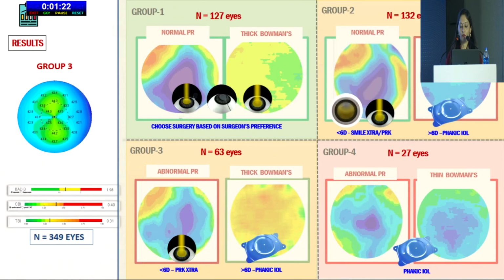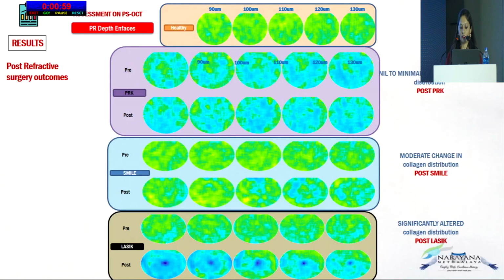Based on this, the first group of patients received refractive surgery based on surgeon's preference. The second group of patients, for low dioptric correction, received a SMILE Xtra or a PRK surgery, and the patients with high refractive error received a phakic IOL. Similarly, for group 3, the lower dioptric patients received PRK Xtra procedure, and the higher dioptric correction patients received phakic IOL, and the fourth group also received phakic IOL.